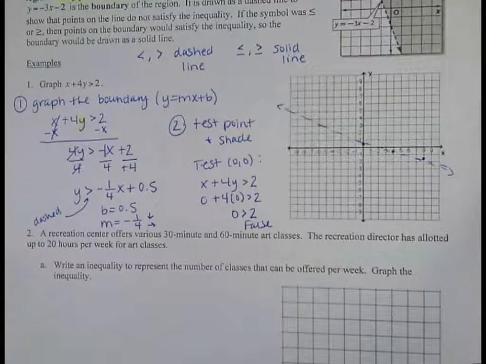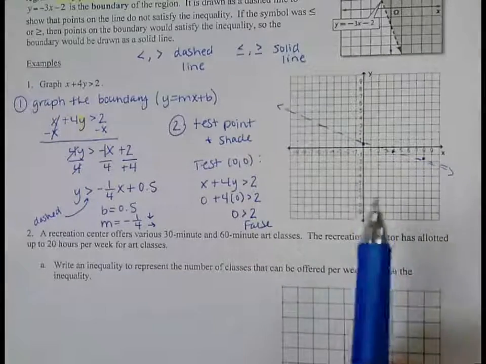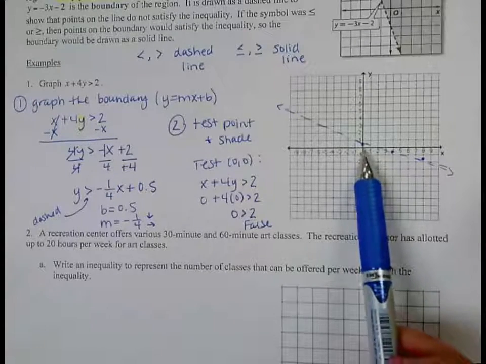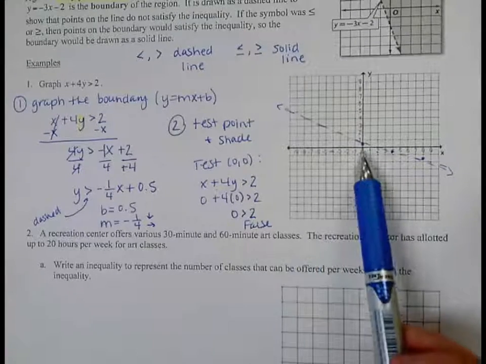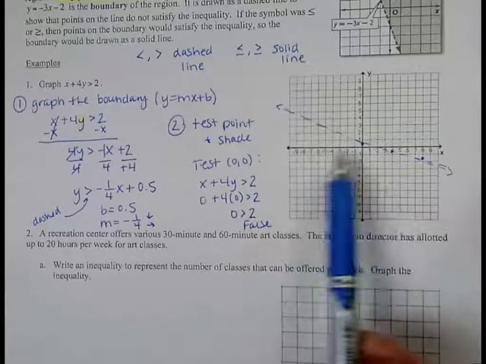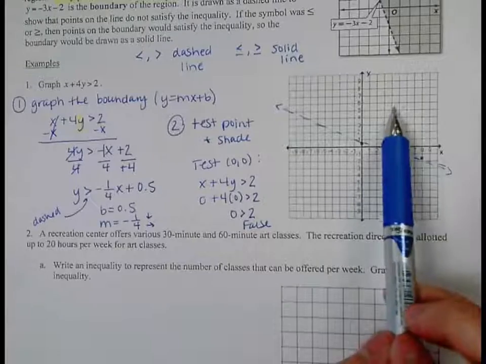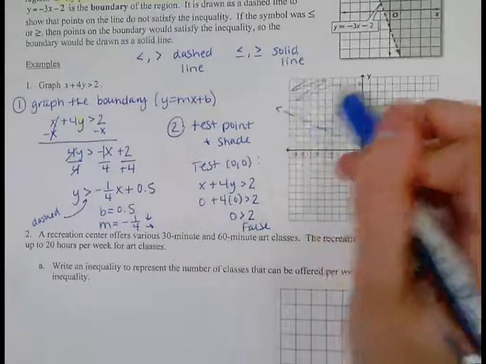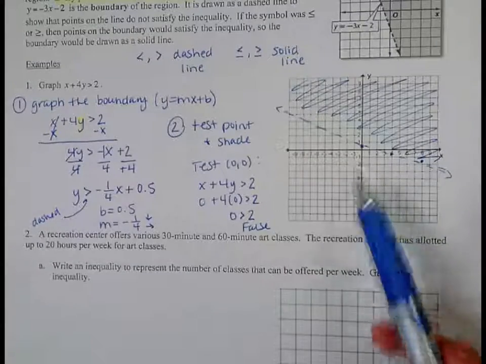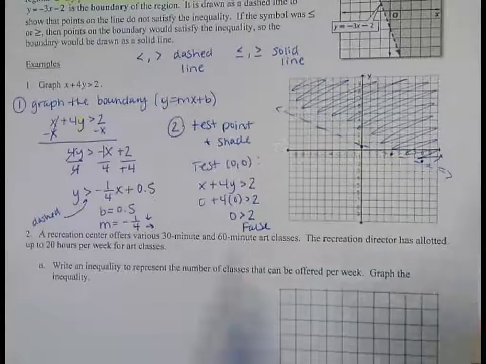0 is not greater than 2. So because it's false, identify which side of your line 0, 0 is on, and it happens to be below the line. And that means all of these points below the line are not solutions because 0, 0 is false, so I need to shade the other side. So if 0, 0 would have been a solution, I would have shaded the side that it was on.